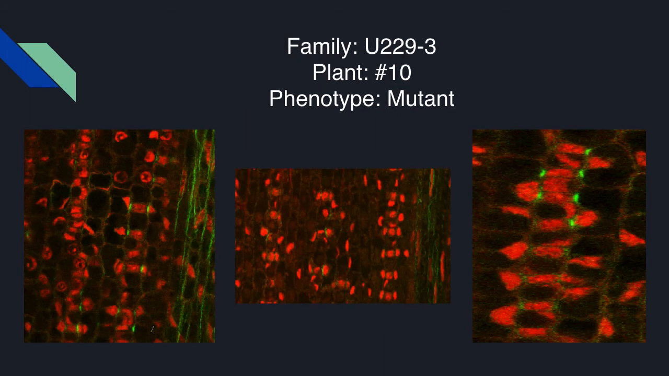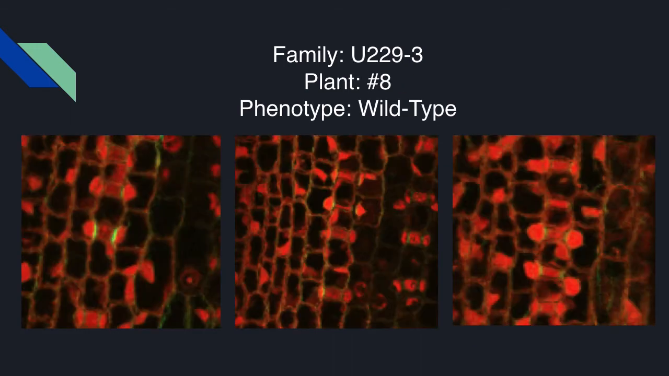So on plant 10, if you look close, it's obviously a mutant. It's not very uniform. It just looks abnormal overall. The nuclei are just wherever they want to be. The actin patches, in contrast to the wild type, are smaller.